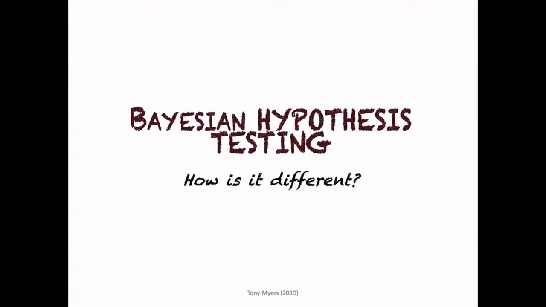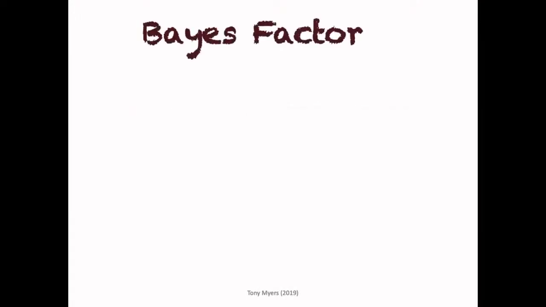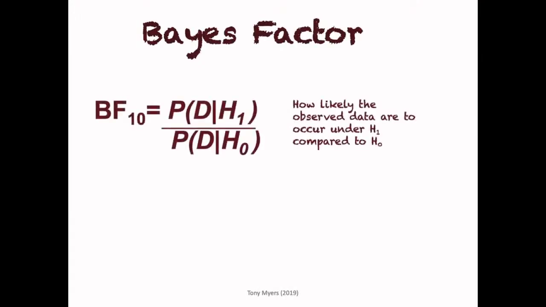So how is Bayesian hypothesis testing different? Well, first of all, it uses a Bayes factor rather than a p-value. And we've got a Bayes factor 1,0, which tells us how likely the observed data are to occur under H1 compared to H0. So in favour of the alternative hypothesis or our research hypothesis compared to the null hypothesis. For example, how likely there is a difference compared to how likely there is no difference following our intervention.